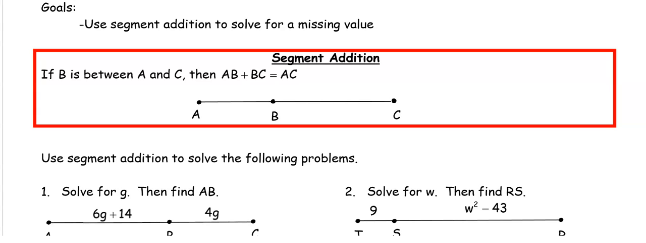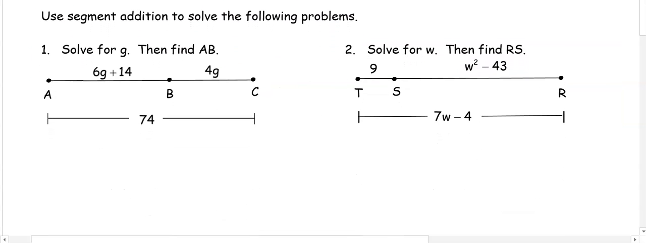This video is about using segment addition to solve for a missing variable. In segment addition, if B is between A and C, then AB plus BC equals AC. So if AB has a length of 5 and BC has a length of 7, when we add them together, we get our total length of 12. So we can use segment addition to solve for a variable.